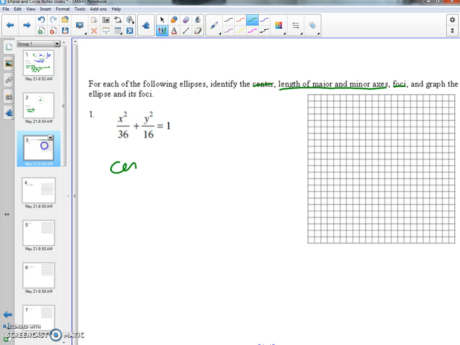So to start, we're going to look at the center. Remember, the center comes from h and k. Those are the numbers being added or subtracted to x and y. So here we just have x squared, so my center is going to be at 0, and we just have y squared, so 0, 0. And that's coming from here and here. There's nothing with the x and the y, so my center is at (0, 0). So let's go ahead and plot our center. So the center is here.